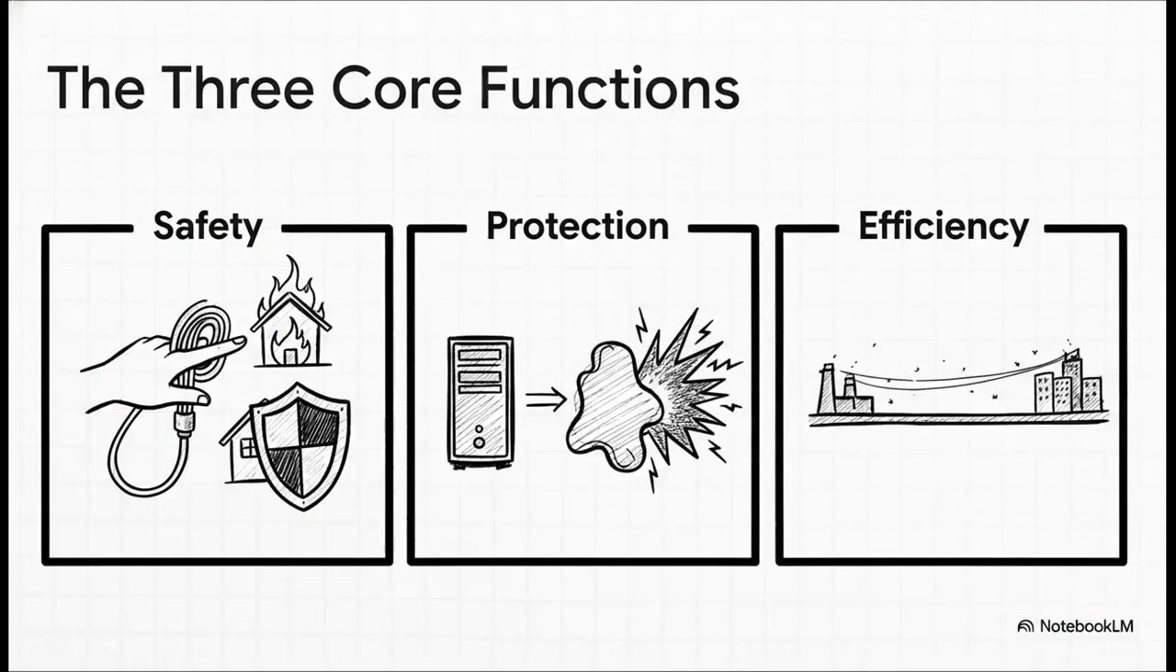They really boil down to three main jobs. First, and this is the big one, safety. They stop you from getting shocked and prevent fires. Second, they protect all the really expensive equipment from being destroyed by short circuits. And third, they make the whole grid efficient. They stop power from just leaking away into the ground, so the electricity that gets made actually gets to your house.